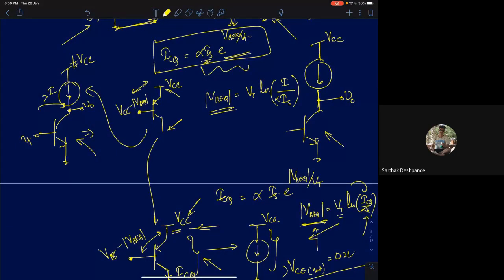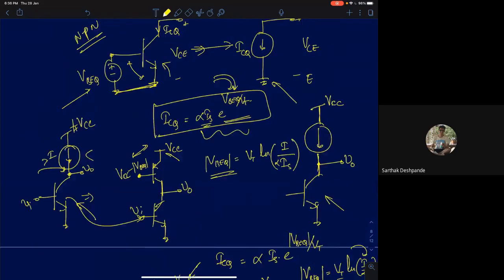So this is I. Now I'll replicate the same lower part as it is and keep it like this. So this is Vi, this is V0. Okay, now this question is, can I use an NPN transistor? Now look at the NPN transistor.